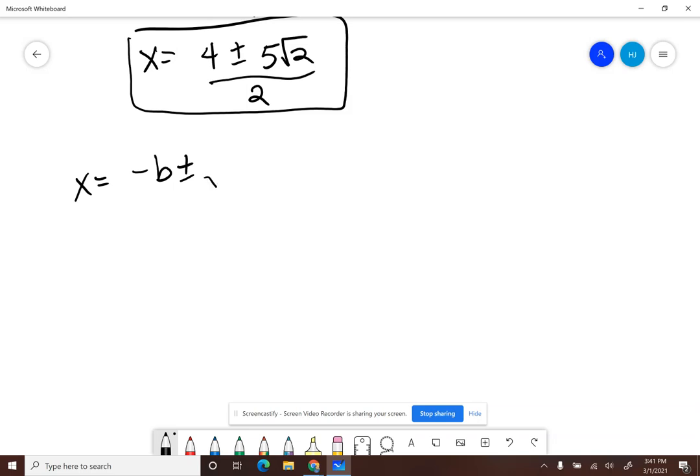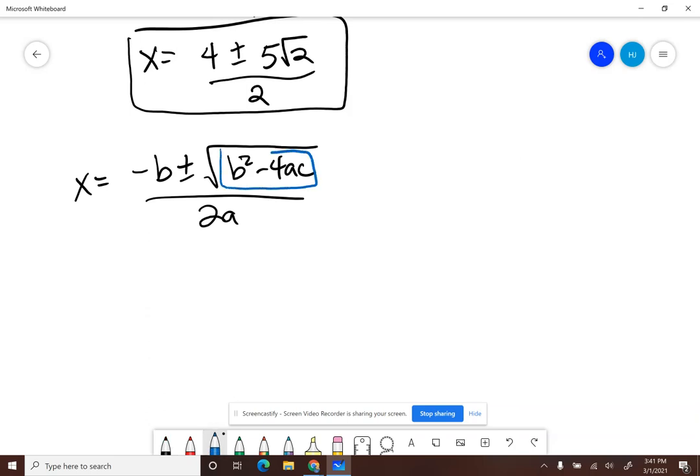Negative b plus or minus the square root of b squared minus 4ac all over 2a. Now, there's a very special part of this. I'm going to go ahead and highlight it now. This part that's underneath the radical sign, it actually has a very specific name. It is called the discriminant.